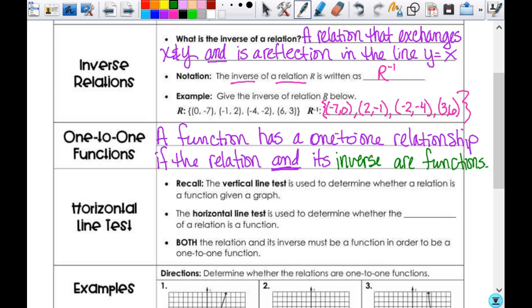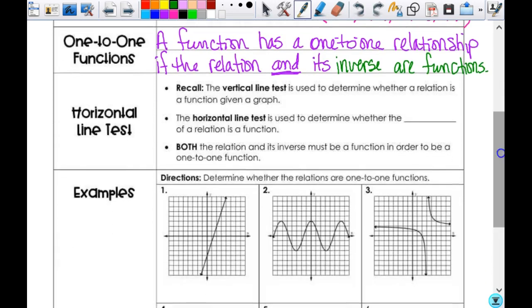Okay? And to figure that out, we have something called the horizontal line test. Y'all know what the vertical line test is, right? Vertical line test tells you whether or not you have a function visually. Okay, and that's what this says right here. The vertical line test is used to determine whether a relation is a function given a graph. We understand that, yes? Okay, so the horizontal line test, same idea, but now we're going horizontally, so the horizontal line test is used to determine whether the inverse of a relation is a function.